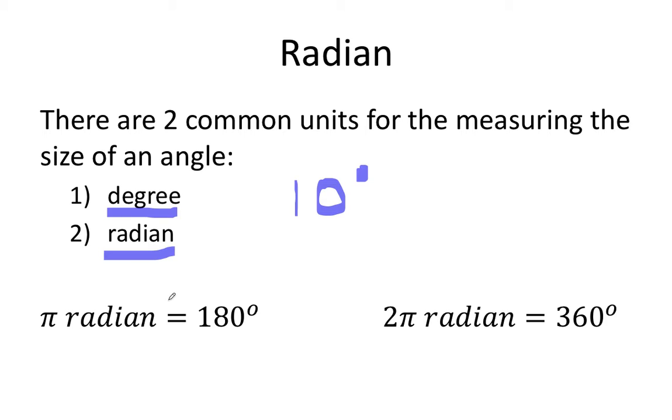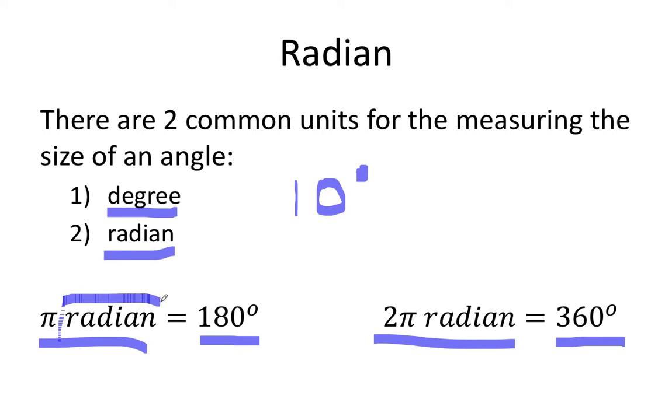To convert between the two, pi radians is equal to 180 degrees, or 360 degrees is equal to 2 pi radians. Here, this word radian is your unit, sort of like this symbol for degrees is your unit. So pi amount of radians is equal to 180 degrees.